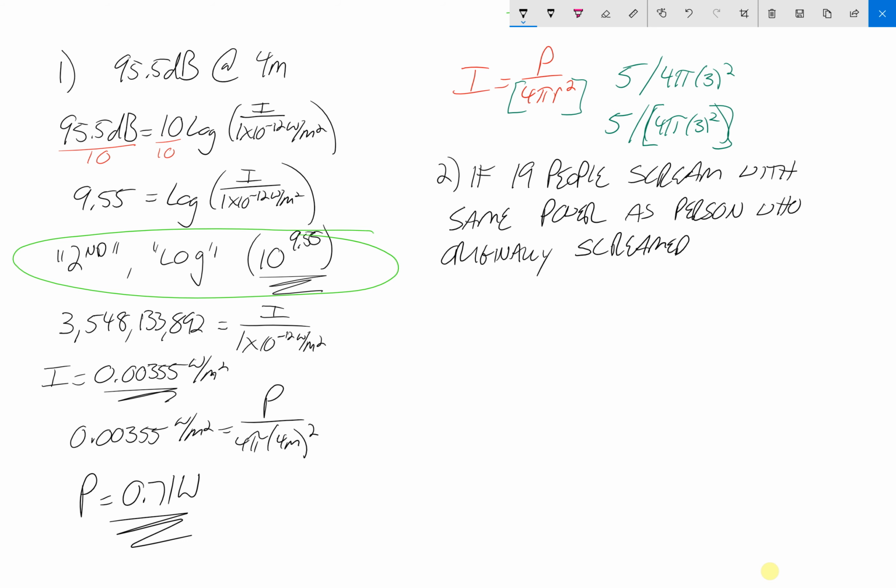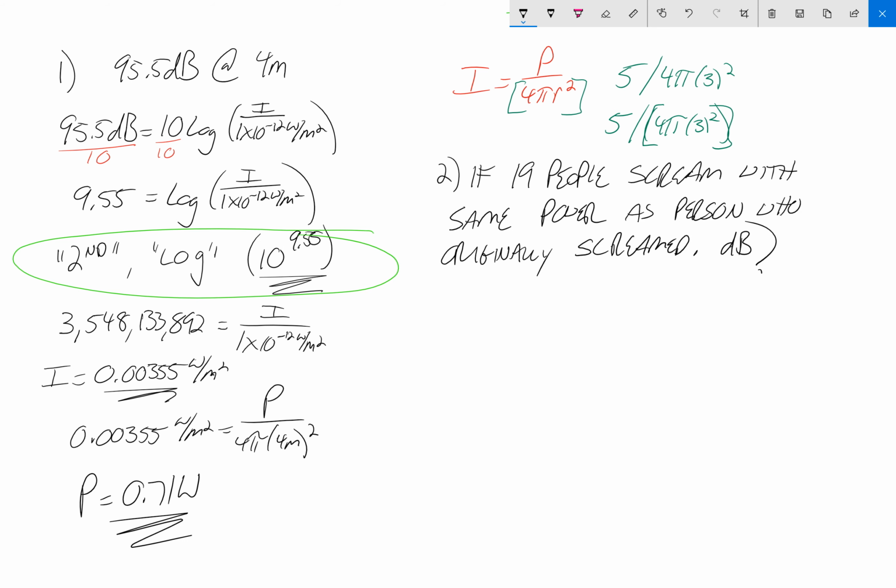So we want to know what will be the new decibel level. I'll tell you this, you don't multiply 95.5 times 19 decibels. If you do that, you're somewhere in the 1,900 decibels. I'm pretty sure at that level, your body would just be obliterated. It's a really loud sound. I don't even know what that would look like.